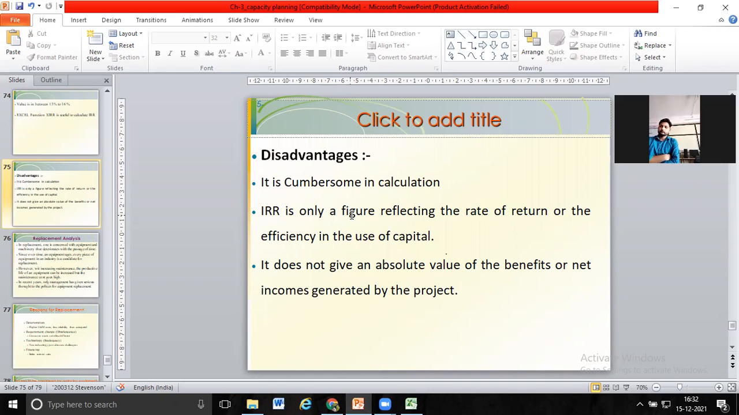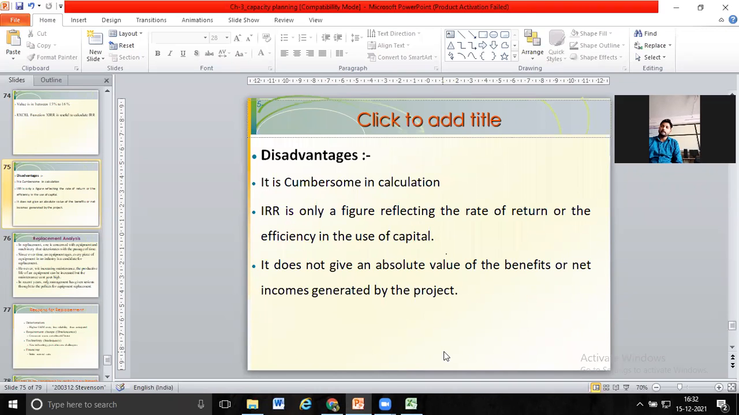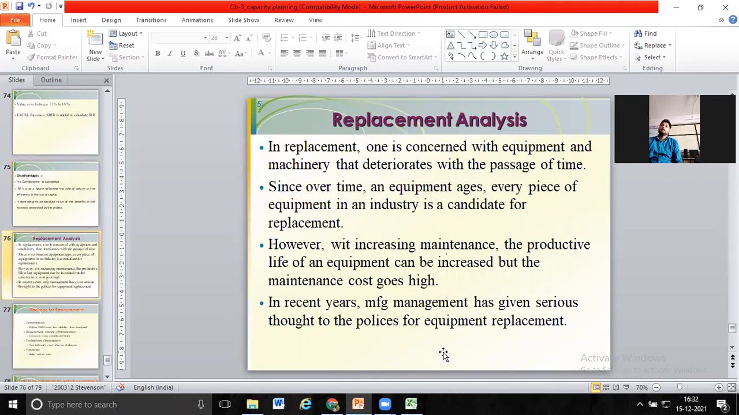Okay, so that's it about this particular IRR, that is internal rate of return, and we have covered maximum evaluation criteria. Okay, now the last point is replacement analysis.